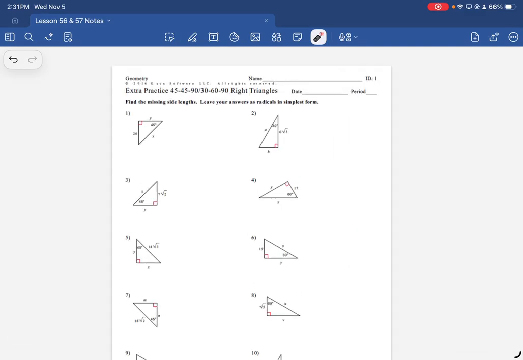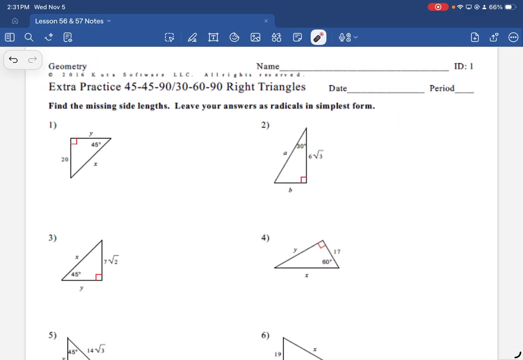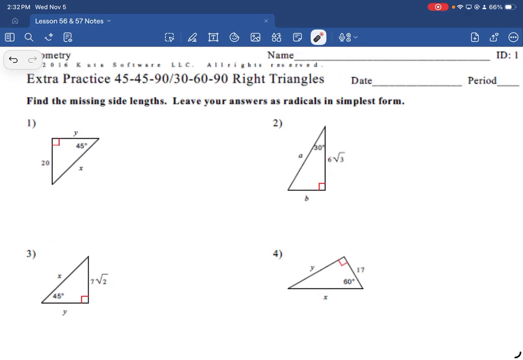Okay, now your test next week is going to be over these, so that's why we're going to spend the rest of the class period working on these. Pay attention to the angles. See how this is a 45? You're not going to apply today's lesson on this one. You're going to use the notes from 45, 45, 90. But notice over here, this one is a 30, 60, 90 right triangle, so you're going to apply the rules from today's lesson. Make sense?